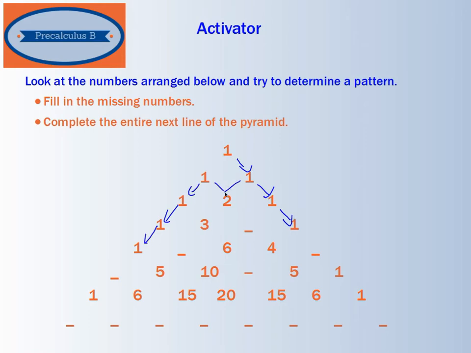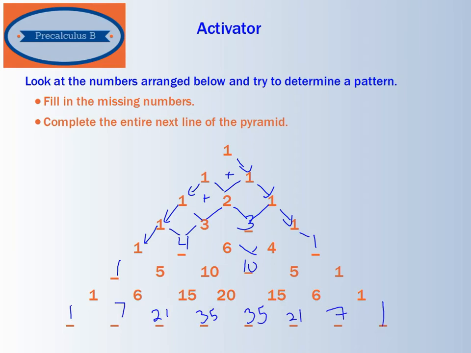But then, if we were to say 1 plus 1, that would give us a number below. 1 plus 2 gave us a 3. 2 plus 1 would give us 3. 1 plus 3 would be 4. A 1 would continue down here. The missing spot here would be 6 and 4 would give me 10. We'd have a 1. So here we would have 1, 7, 21, 35, 35, 21, 7, and 1. Hopefully you were able to see that pattern and that the numbers below just corresponded to the sum of the two numbers above them.